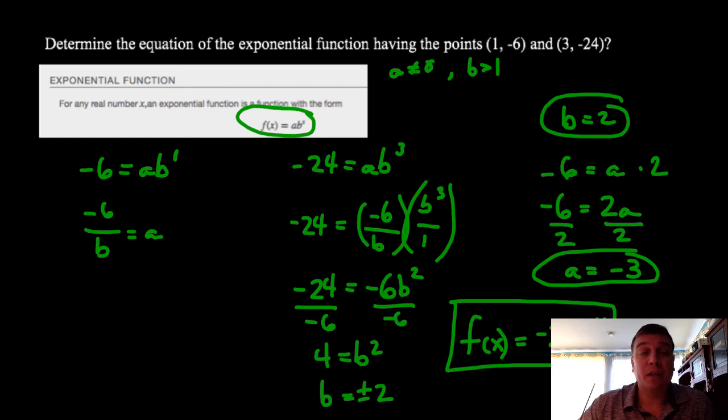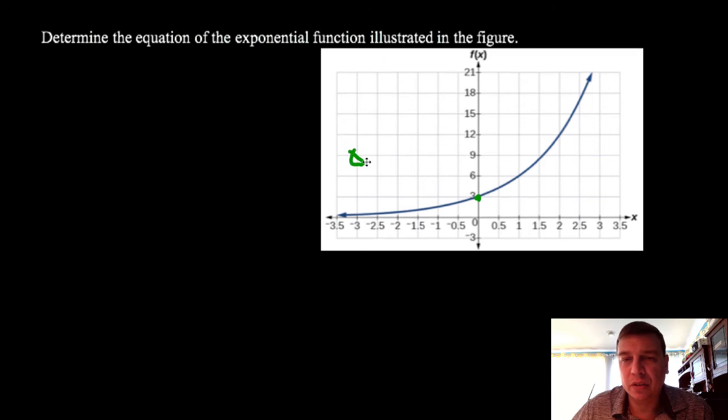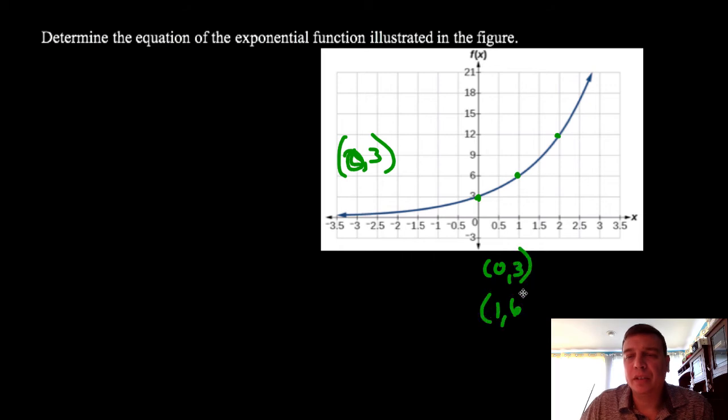All right, so now let's try it with a graph. So here I want to try to find some points, and I see one is right there, so that point is going to be 0, 3. And let's find another one that it goes through. So it looks like it goes through there. Looks like it goes through again there. I'm going to go with this one. All right. So I have 2 points now. I have (0, 3), and I have the point (1, 6).